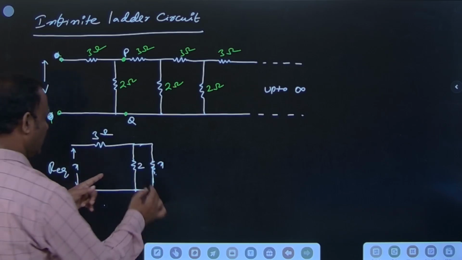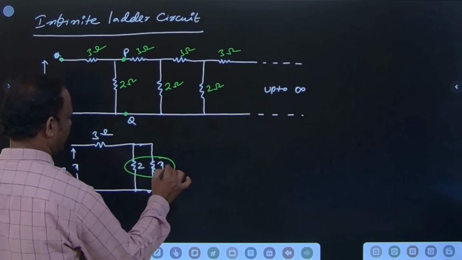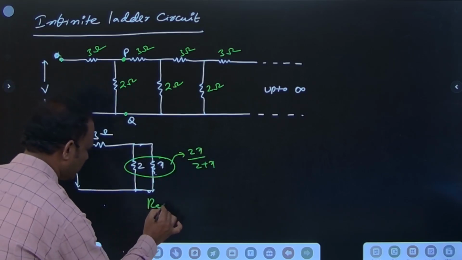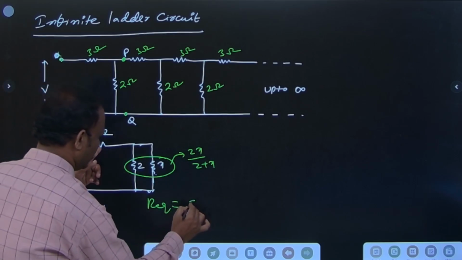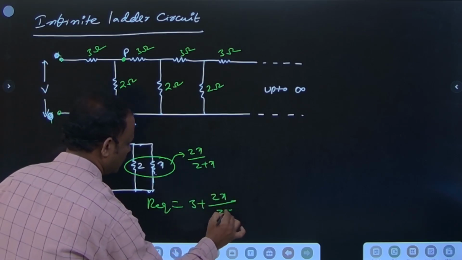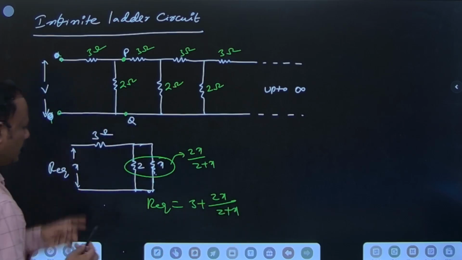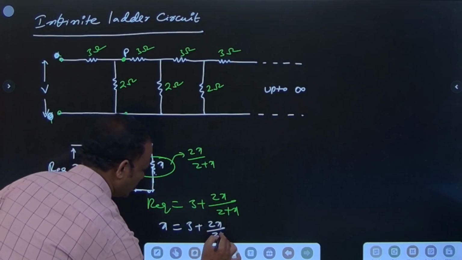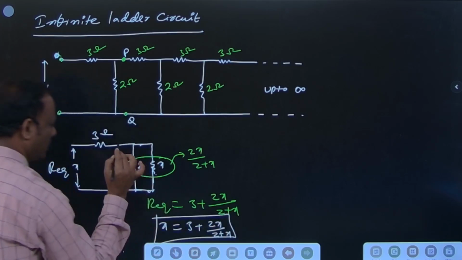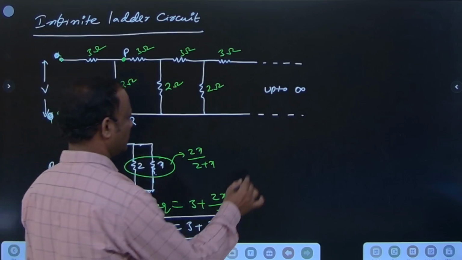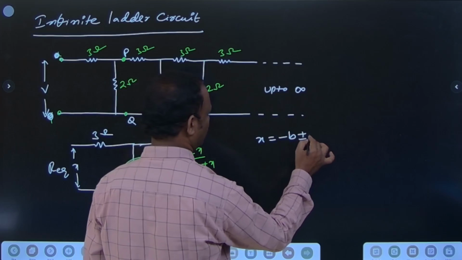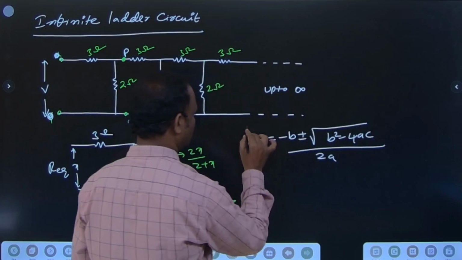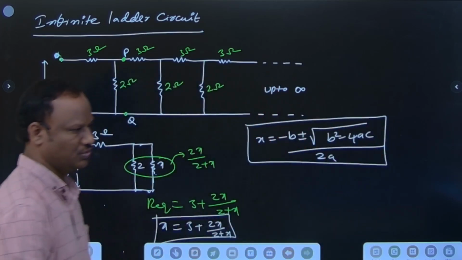So what is the R equivalent? These two are in parallel: 2 into X by 2 plus X. R equivalent is equal to 3 plus 2x by 2 plus x. R equivalent is X, so X is equal to 3 plus 2x by 2 plus x. You will get a quadratic equation, so x is equal to minus b plus or minus under root of b square minus 4ac by 2a. According to the options, we need to choose it.